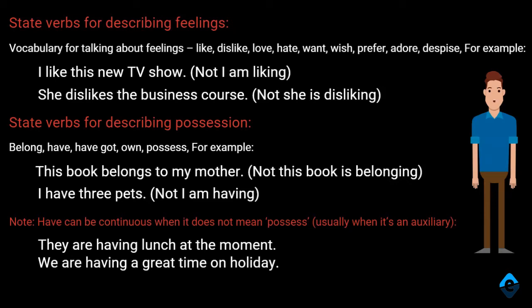State verbs for describing possession. Belong, have got, own, possess. For example, this book belongs to my mother. Not this book is belonging. I have 3 pets. Not I am having.